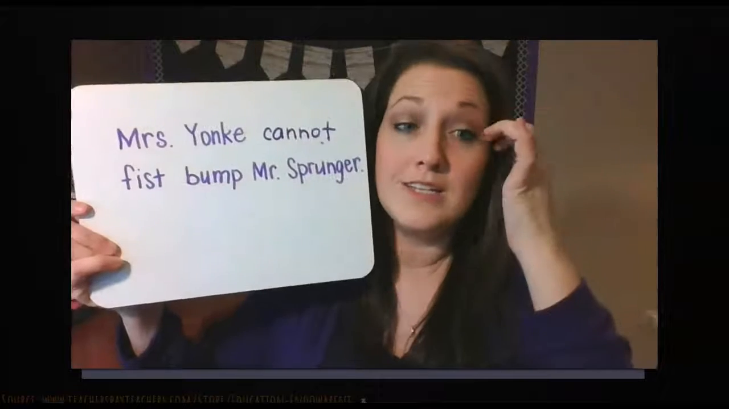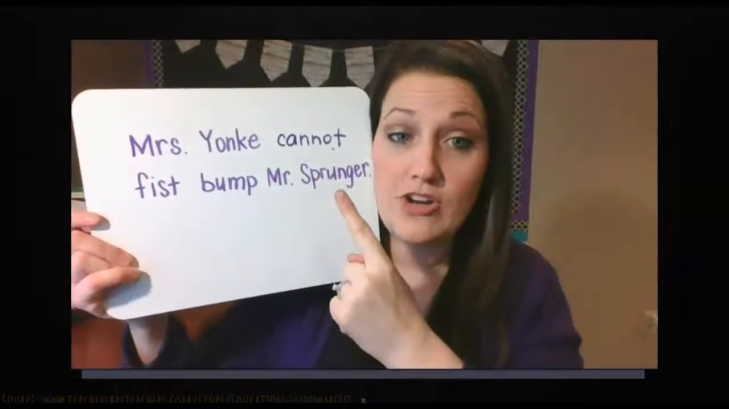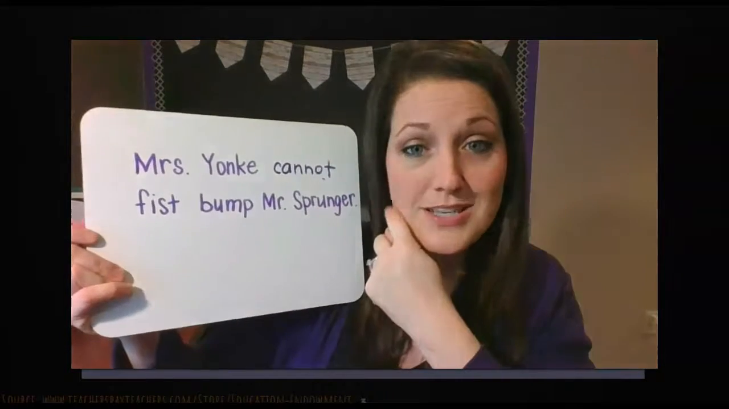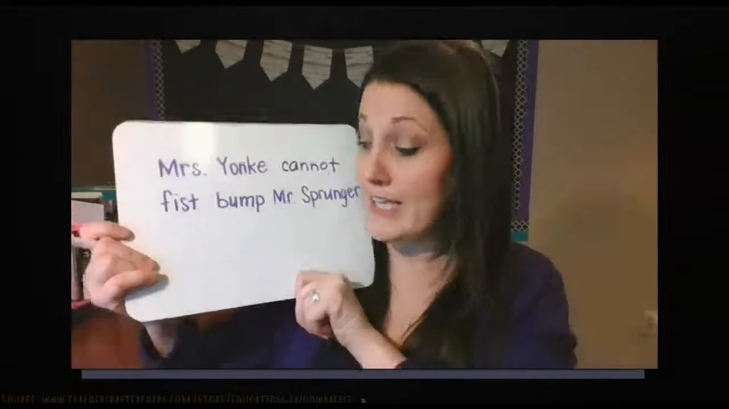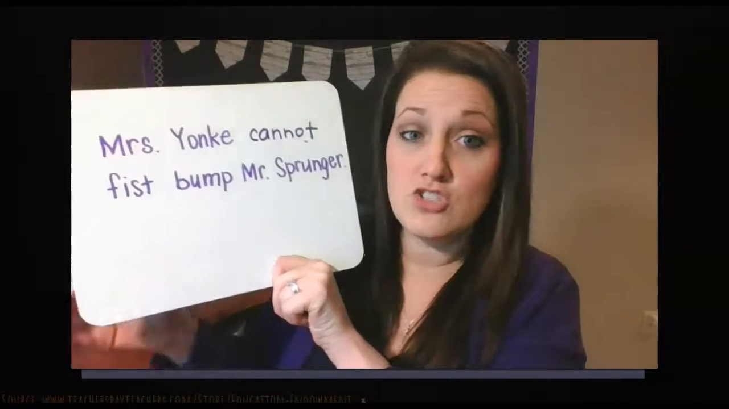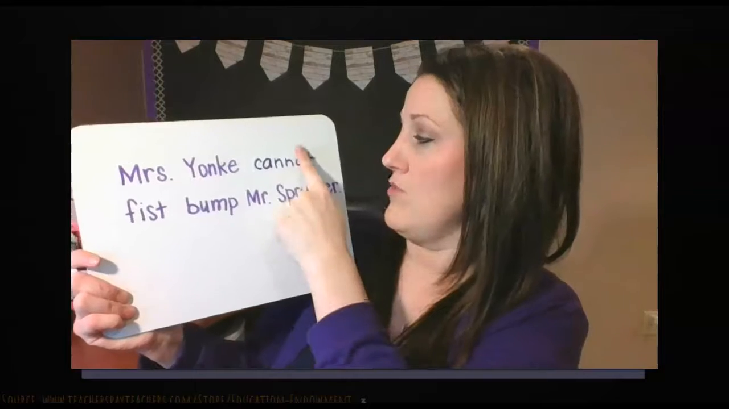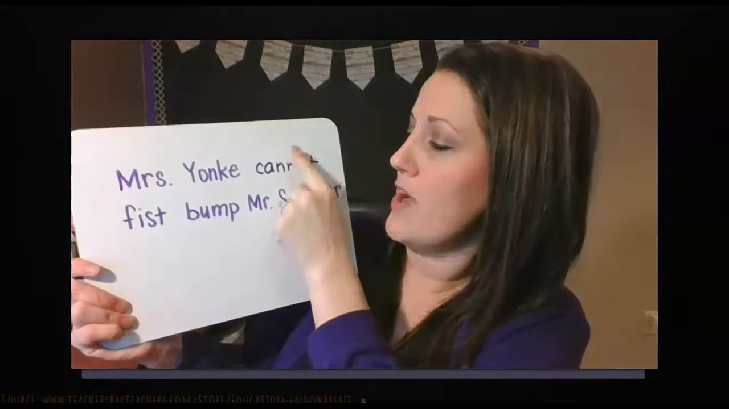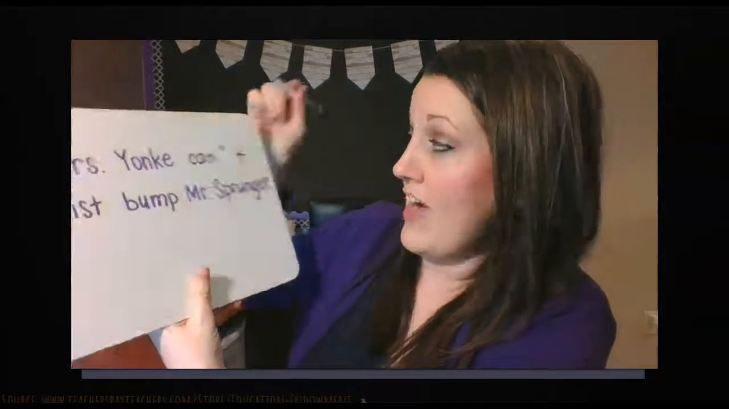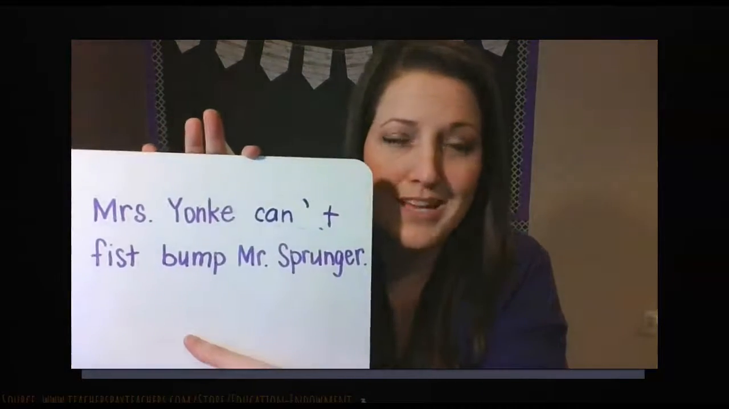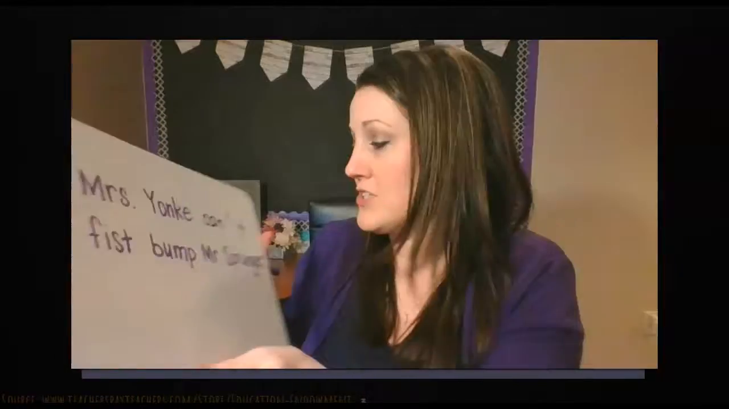I just cannot do it. So if I want to change this to a contraction, what does anybody know what the contraction would be? Can't. Mrs. Yankee can't fist bump Mr. Sprunger. So to do can't, I would get rid of the O, and you don't need the two Ns, just the one. And I would replace those with that apostrophe, that flying comma. And obviously I'd write them closer together, but that's what the apostrophe is going to represent when we are doing contractions. You put it up at the top and then you replace some of the letters with it.